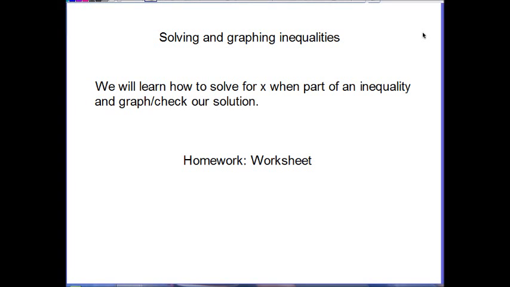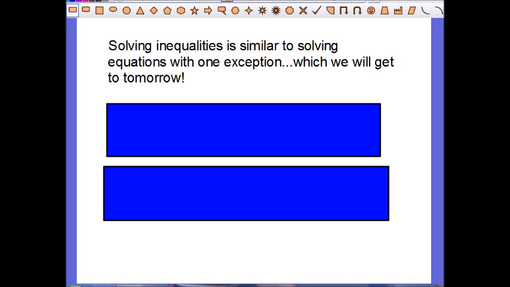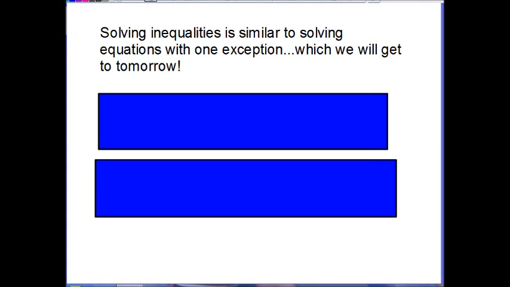Welcome to our next objective, solving and graphing inequalities. Today we'll learn how to solve for x, one part of an inequality, and graph and check our solutions. For homework today, you're going to have a worksheet. Solving inequalities is similar to solving equations, with one exception, which we'll get to tomorrow.